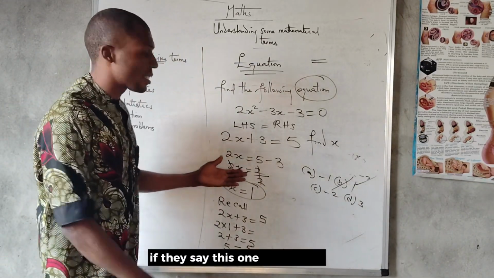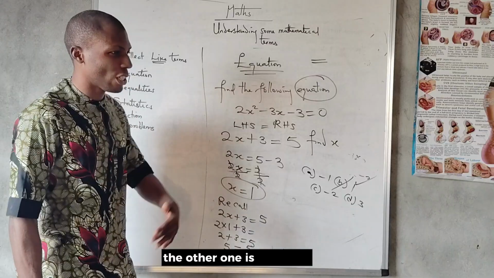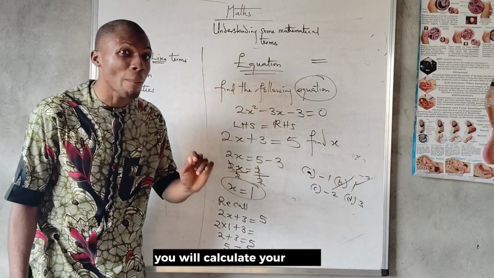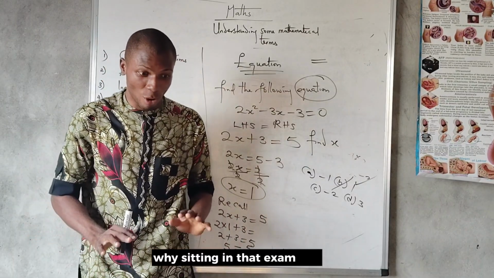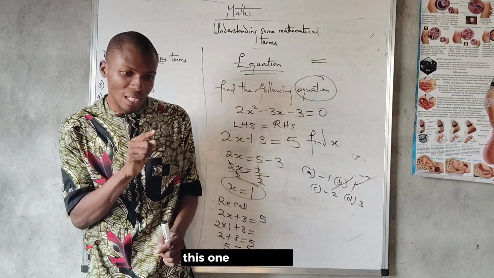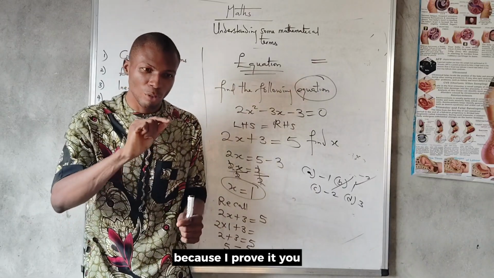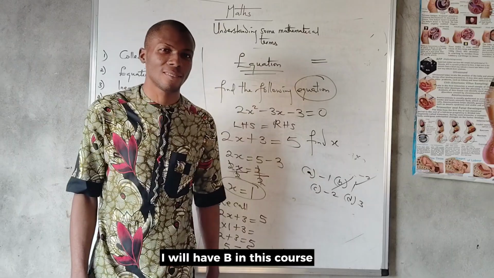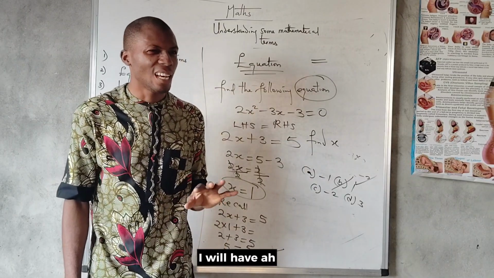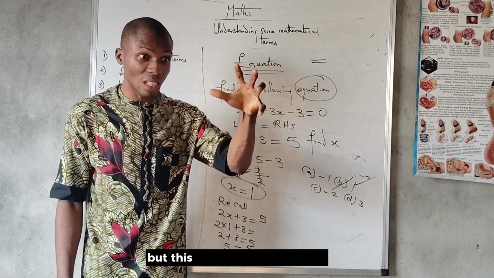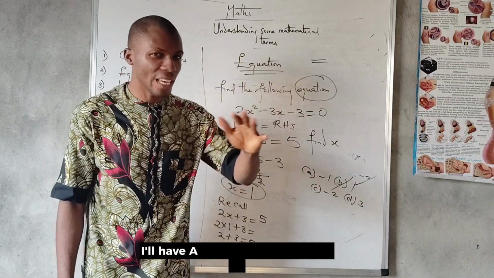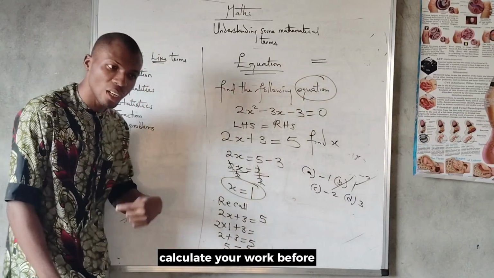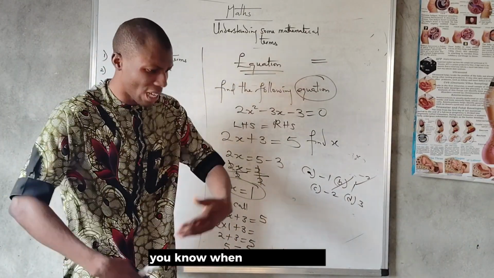If they say this one is 5 marks, the other one is 10 marks, the other one is 5 marks, like that, you will calculate your marks while sitting in that exam hall. You say, this one I must get, because I've proved it. You will not say, okay, I'll have B in this course. I don't know these two, but this one I'm so sure of it. I'll have A in this course because I've already calculated 75. Calculate your work before leaving the exam hall. That's one of the secrets.